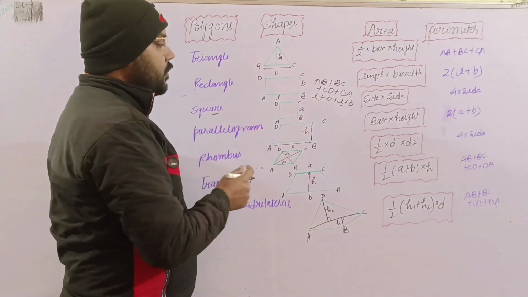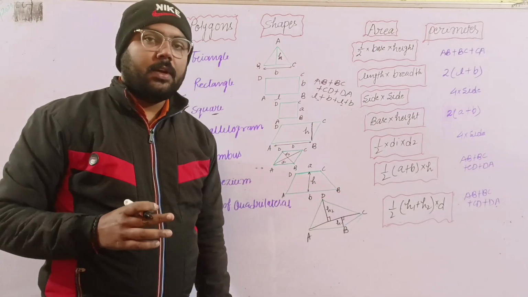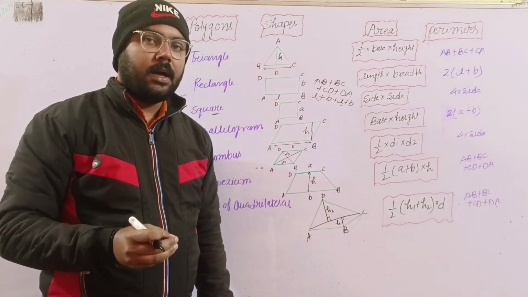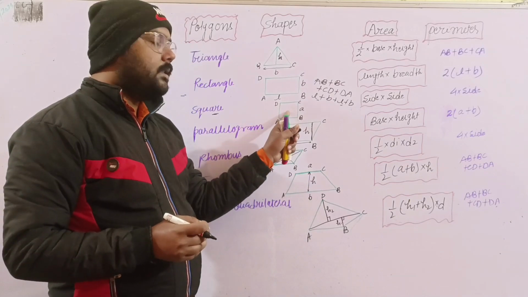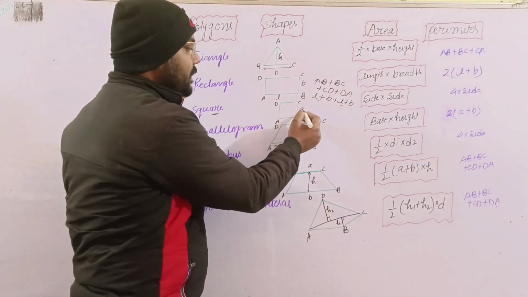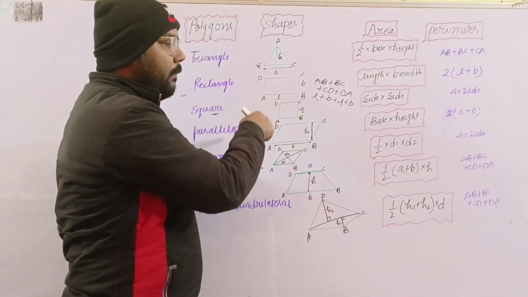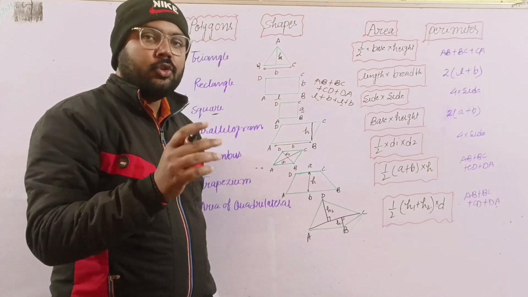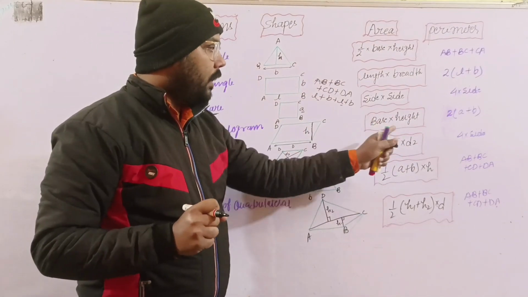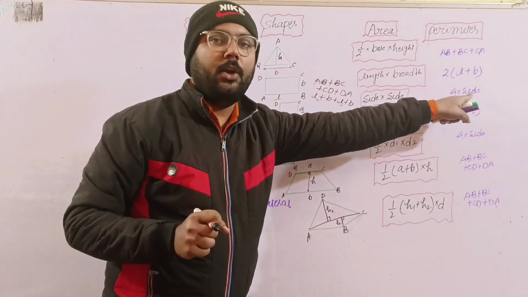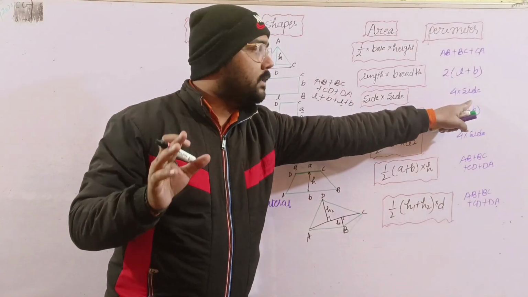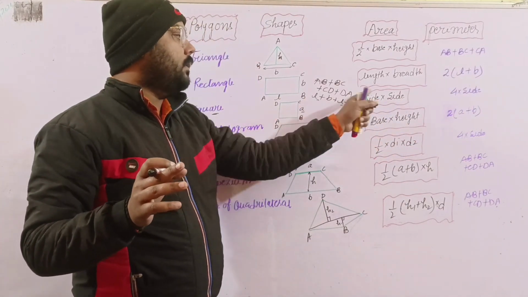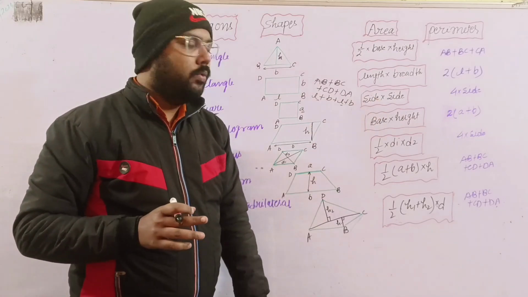Now third one, square. Square is also a closed figure of four sides in which all sides are equal. So if all sides are equal, if I am taking one side as A, then all sides will become A. So perimeter will become 4A. You can see here 4A, 4 into side, where A was the side.